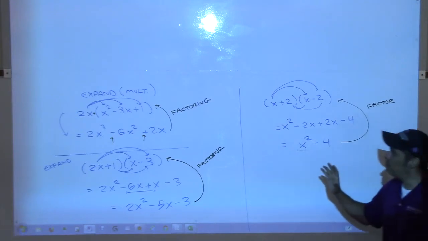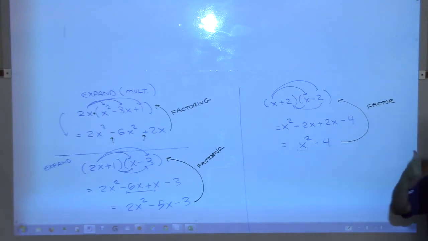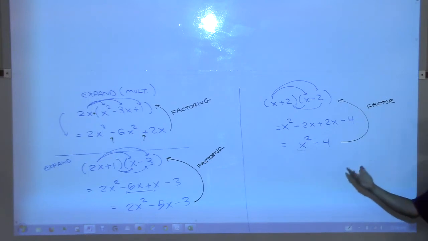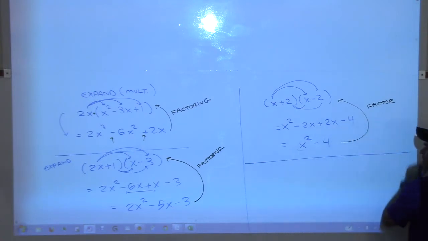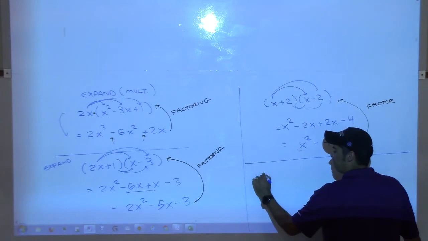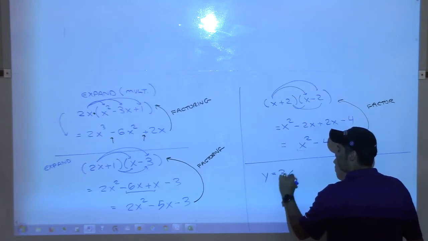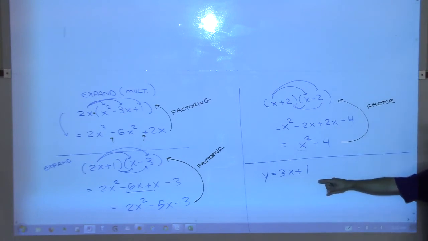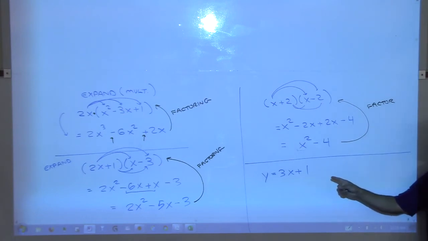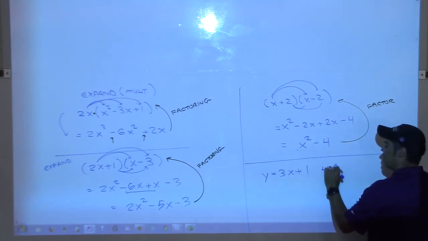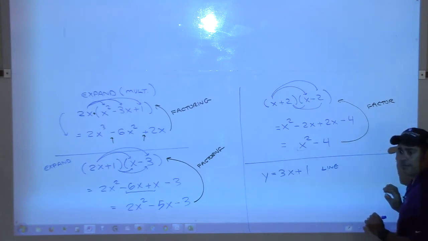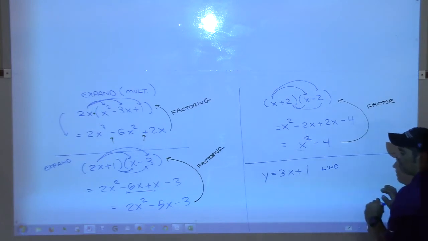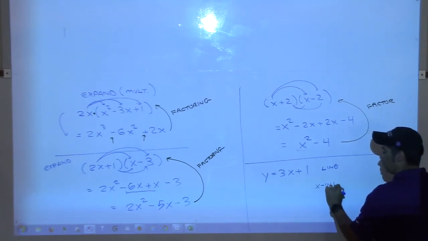Yeah? Okay, now you might ask yourself why you would ever need to factor. What's the purpose of factoring? Maybe? Or do we not care? No, I want to know. Okay, think about this right here. Let's say we have something like y equals 3x plus 1. We know that if we graph this, this is a line. And one of the things you can do to graph a line is find the x and y intercepts. So if I ask us here to graph this, to find the x intercepts, what do we do?